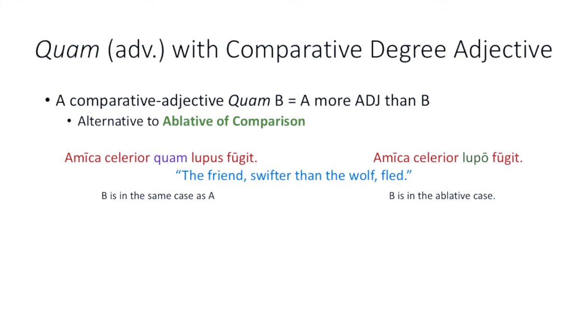And both of these sentences can be translated the exact same way. The friend, swifter than the wolf, fled. It doesn't matter which way we translate it in the Latin, whether it has quam or the ablative of comparison. They both mean the friend, swifter than the wolf, fled. This works out in other cases than just the nominative.